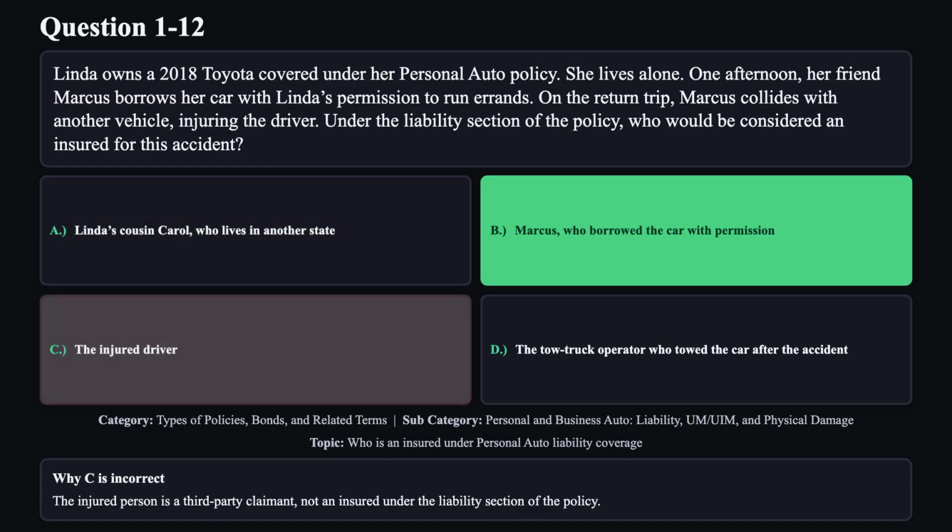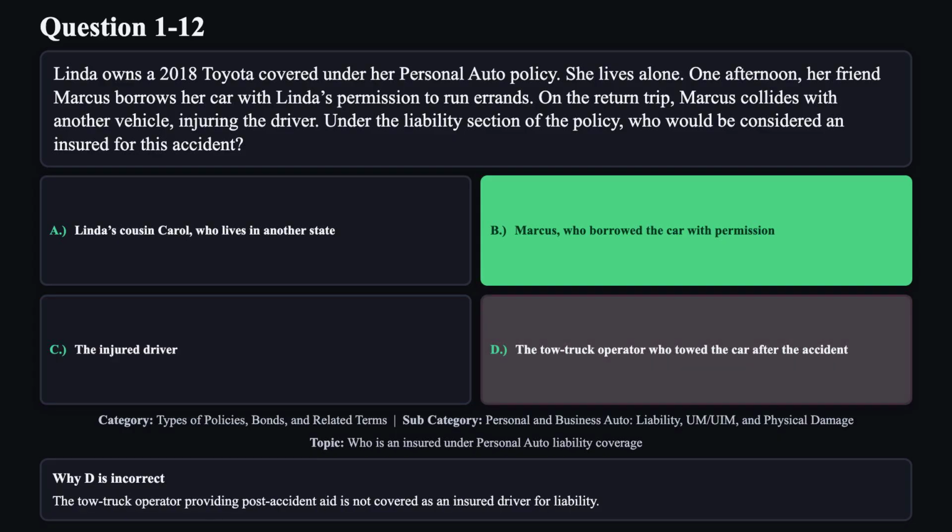Reason C is not correct. The injured person is a third-party claimant, not an insured under the liability section of the policy. Reason D is not correct. The tow truck operator providing post-accident aid is not covered as an insured driver for liability.